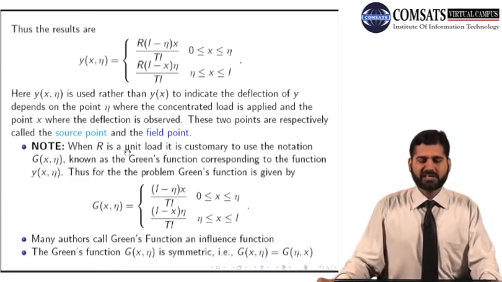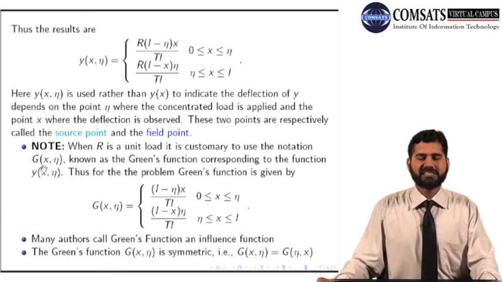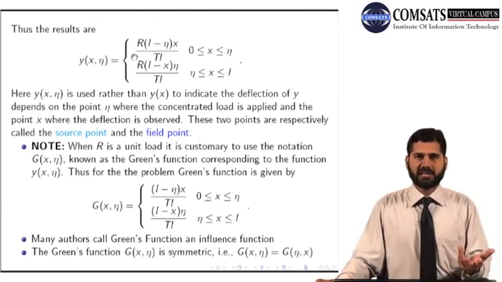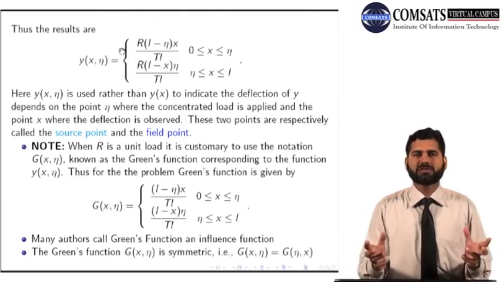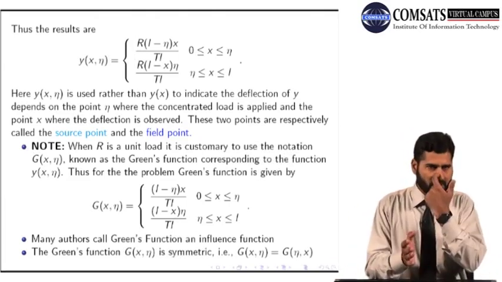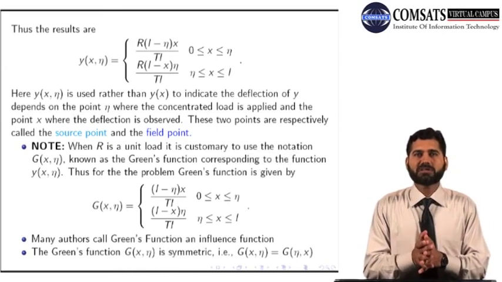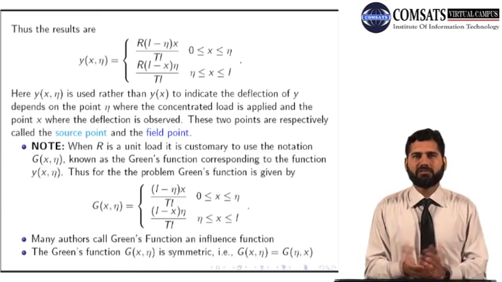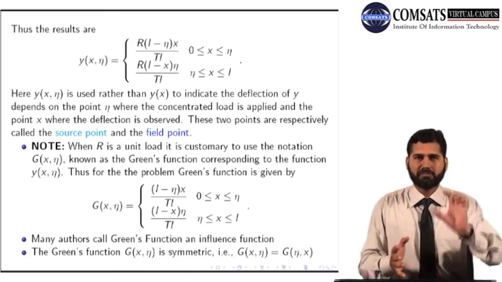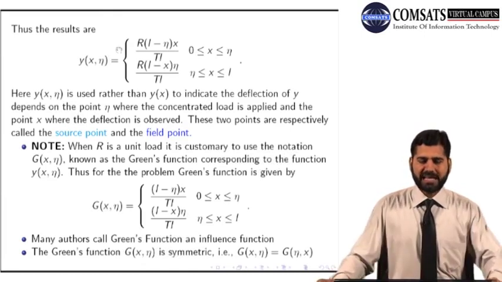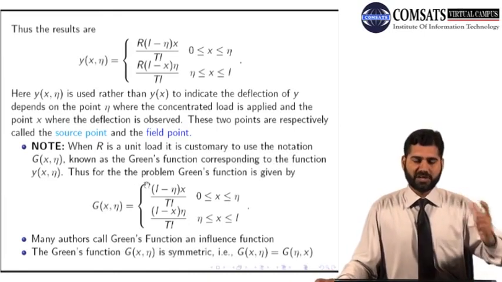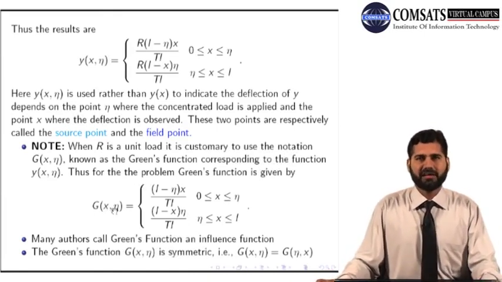Note that when r is a unit load, it is customary to use the notation G(x, eta). When you look at the literature, they replace this r by 1. Let's call it a unit load because we just want to study the concentrated load. So it doesn't matter how much the load is. What you need to do is just put some load. So just call it a unit load, 1 kg, 1 ton, whatever. Keep it a unit load. So when r is replaced by 1, it is customary to use the notation G(x, eta) instead of y.